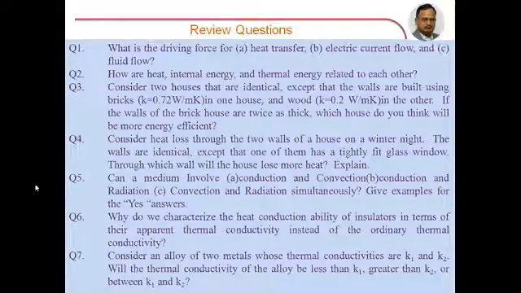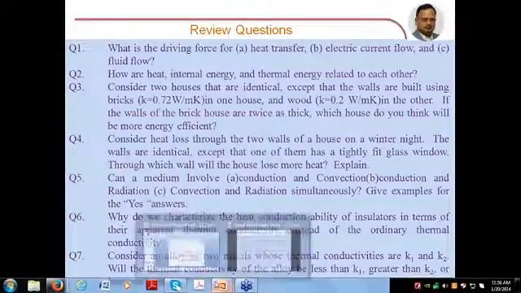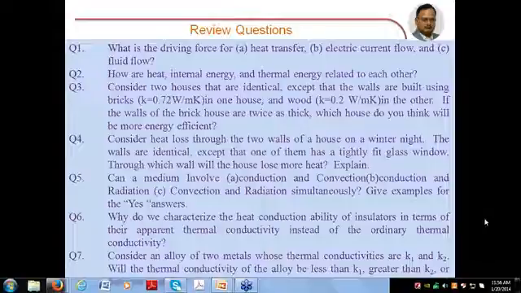Next, seventh. Consider an alloy of two metals whose thermal conductivities are K1 and K2. Will the thermal conductivity of the alloy be less than K1, or greater than K2, or between K1 and K2? So try to get the answers for these questions. Anyhow, I will be presenting the answers for these questions in the coming sessions.